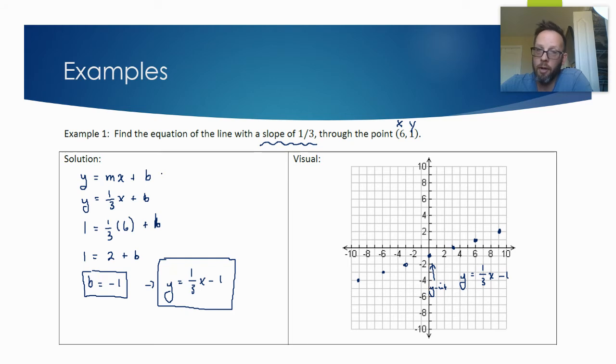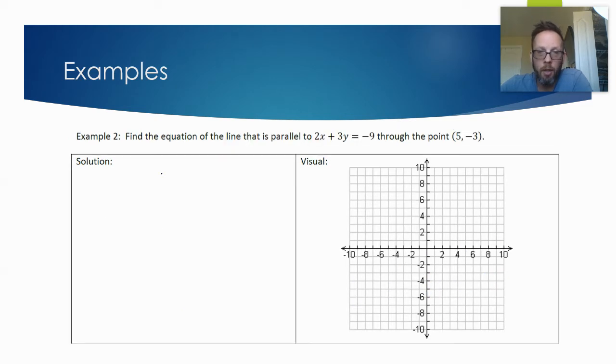Let's continue and do another example. We're going to be ramping up in difficulty as we go. So here, we're given a line, 2x + 3y = -9. And we're asked to find the equation of a line that's parallel to that line. So it's not that line, it's parallel to it. And it also goes through the point (5, -3).